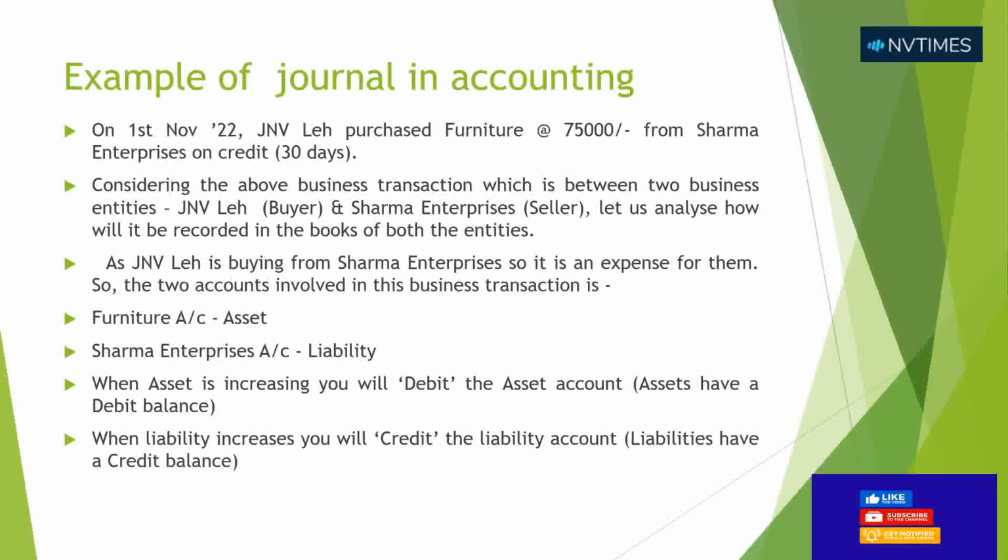As Janvi Lehe is buying from Sharma Enterprises, the two accounts involved in this business transaction are: furniture account, which is an asset, and Sharma Enterprises account, which is a liability. When assets are increasing, you will debit the assets account. Assets have a debit balance. When a liability increases, you will credit the liability account. Liabilities have a credit balance.